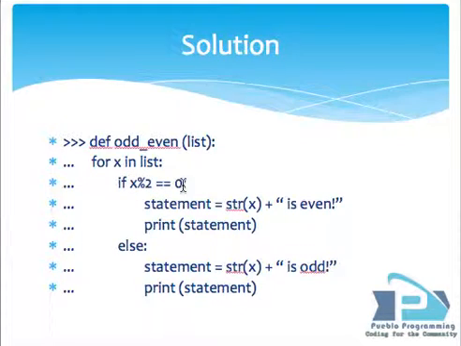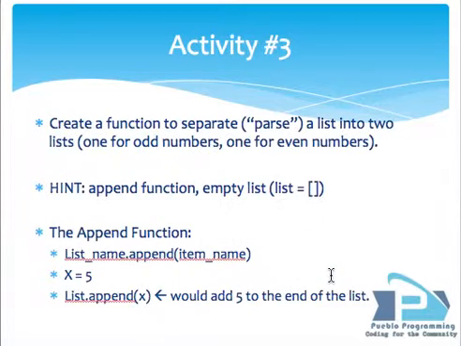If x remainder is equal to 0, then we do this. Else, we have a statement, and then we print the statement. Remember, we cast the variable, which is an integer, into a string, and then we can add it to this string, so it prints out whatever number this is odd, exclamation mark.